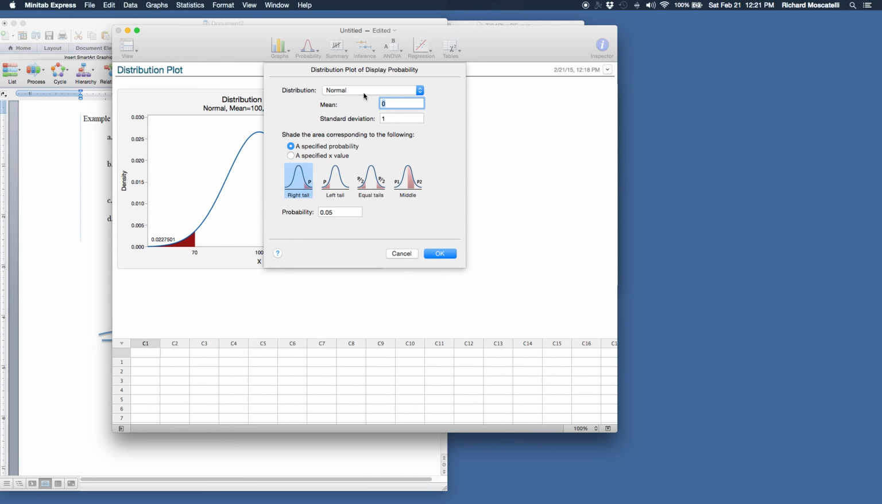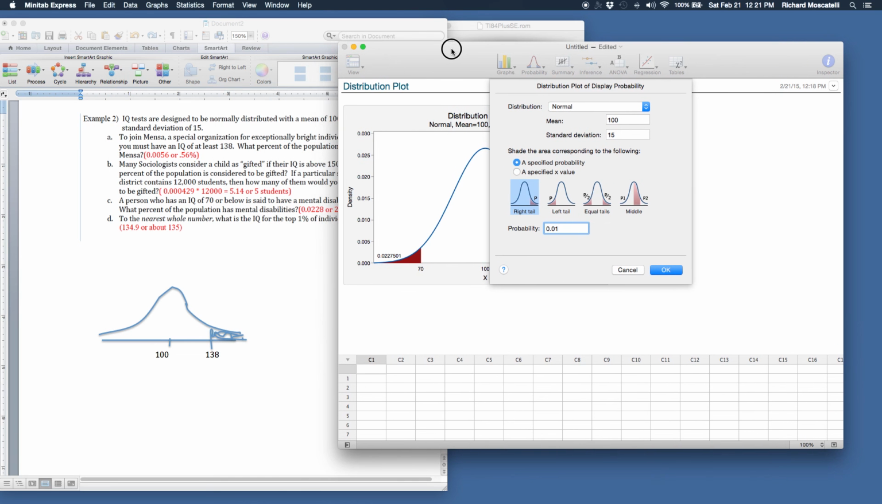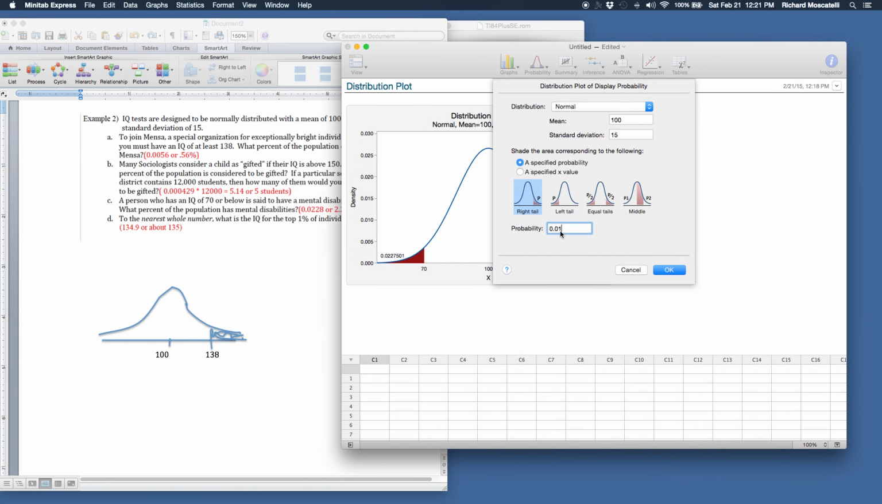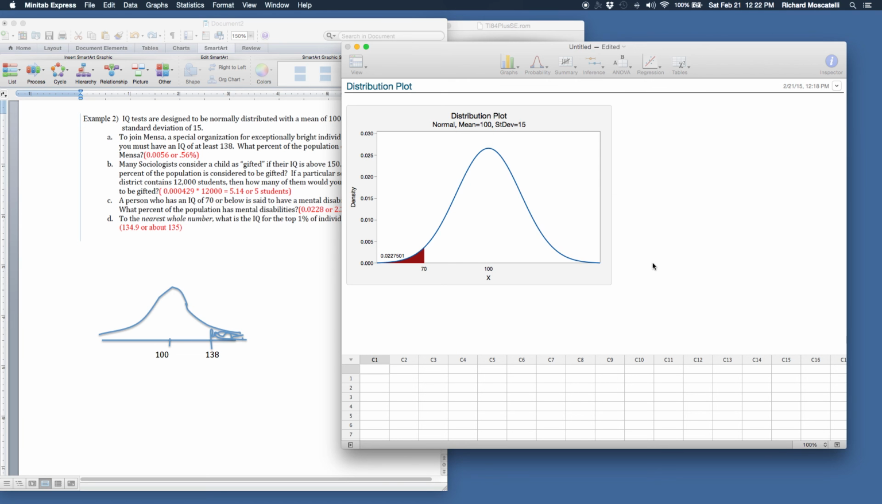Yeah, you could do the normal with mean 100, standard deviation 15. Give me a probability value. What's the probability? The probability is 0.01. That's 1% of people, right? So it says the top 1%. So if this little shaded region, if that was 1%, what would this x value give? So now the first three questions, we knew the x value and we're getting the probability. This time I know the probability, it's going to give me the x value. So this is the backwards procedure. So you say OK there. And there you have it, 134.895.